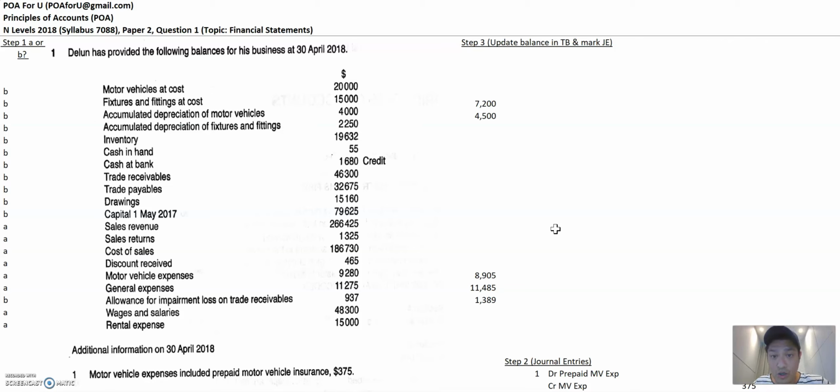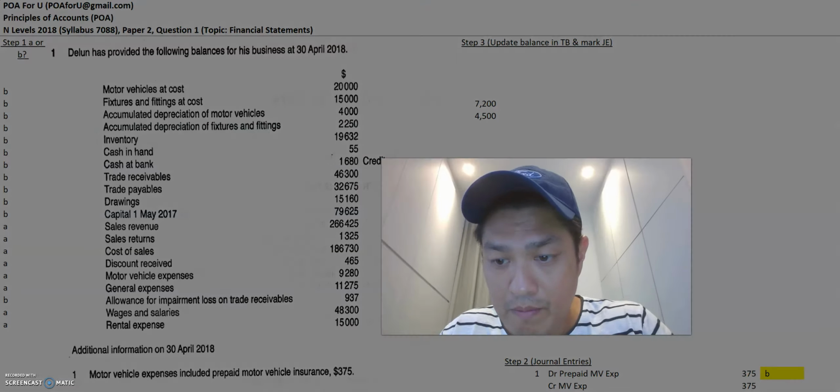Now, in the next video, I will show you how I'm going to move these three steps into the statement of financial performance or statement of financial position.